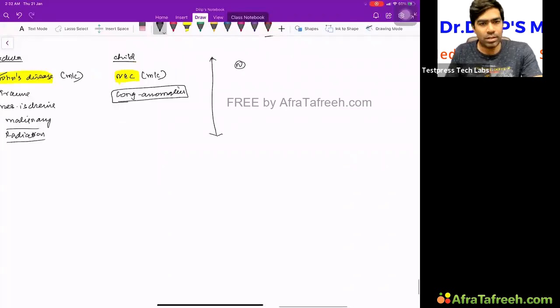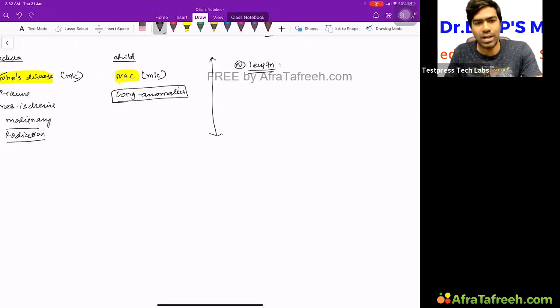What is the normal bowel length? Normal length of the bowel, especially small intestine. Remember, colon, if you remove, it will not result in malabsorption. But small intestine, if you remove, definitely results in malabsorption. Normal length of small bowel. We're talking about normal length.